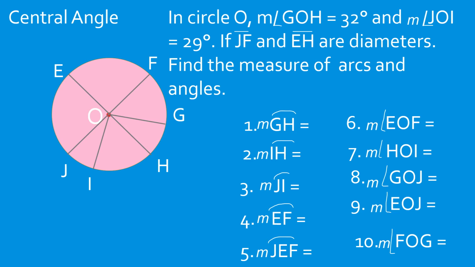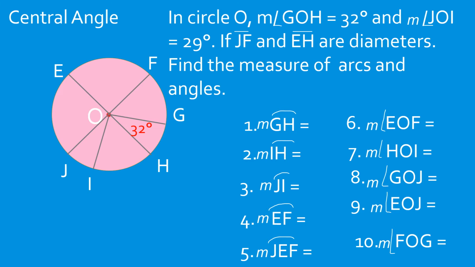Let's learn more about finding the measure of central angles. If you want to do it yourself, you can pause the video. Here, in circle O, the measure of angle GOH is equal to 32 degrees and the measure of angle JOI is 29 degrees. If JF and EH are diameters, find the measures of the arcs and angles. So JF and EH are diameters. And this one, GOH, is 32 degrees and this is 29 degrees.